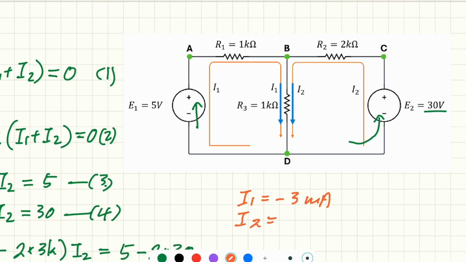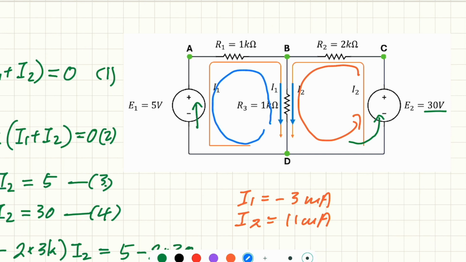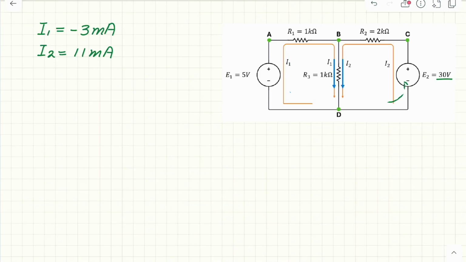I2 is 11 milliamp. Because the sign of I2 is positive, it means our assumption, the anti-clockwise assumption for I2, is correct. But for I1, the value is negative. So in reality, the current for I1 should be flowing anticlockwise as well. Let us verify KVL for mesh current I1 and I2.